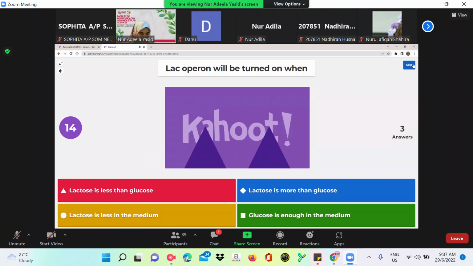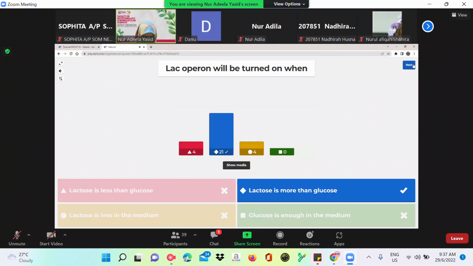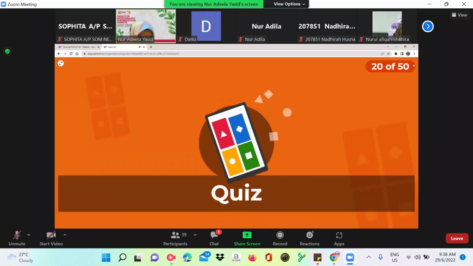Okay, read the questions carefully. Most of you answered correctly. So you need to know what happens when the situation has more lactose than glucose. What happens next? Will it bind to the repressor? Can RNA polymerase bind to the promoter? So you need to know the mechanism that leads to the operation of this lac operon.